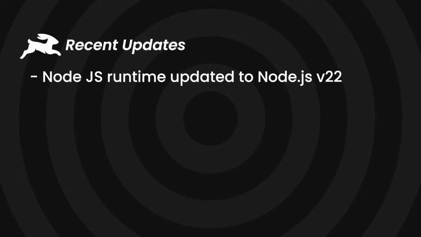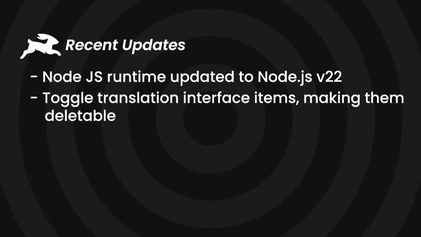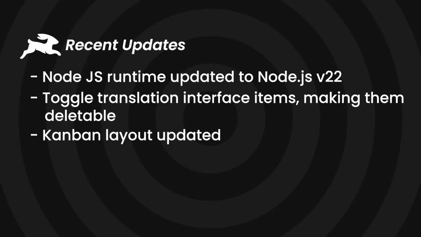We've also added the ability to toggle translation interface items to make them deletable, while ensuring things like defaults, conditions, and validations continue to work as expected. This is a really nice quality of life improvement for projects with multilingual content. Our Kanban layout has also received an update, now allowing you to use relational data in titles that appear on the front of cards.